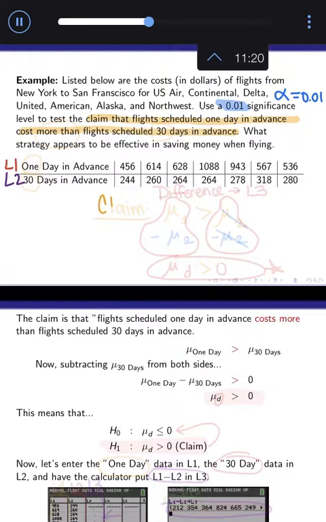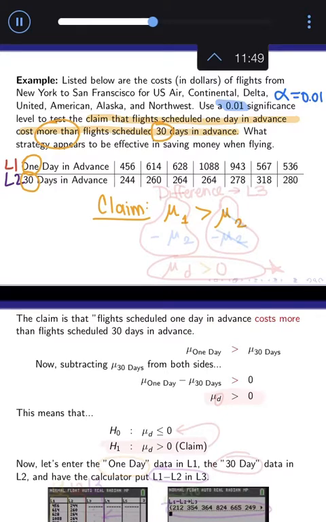The claim is that the mean for 1 day in advance, that's our first list, is going to cost us more than the 30 days in advance, which is the second list here. Now, when we just talked about this, we don't want to leave it like this. This leaves us with two different lists to deal with at once. We'd rather write these on the same side and deal with their difference.